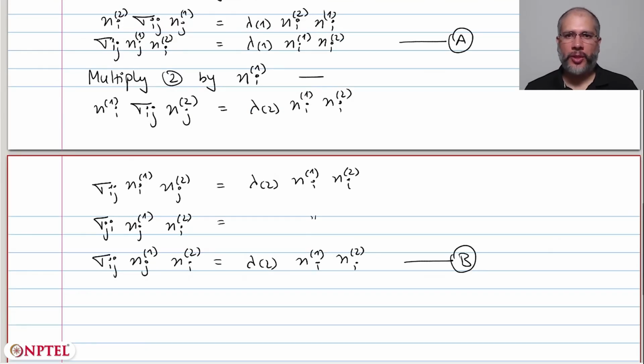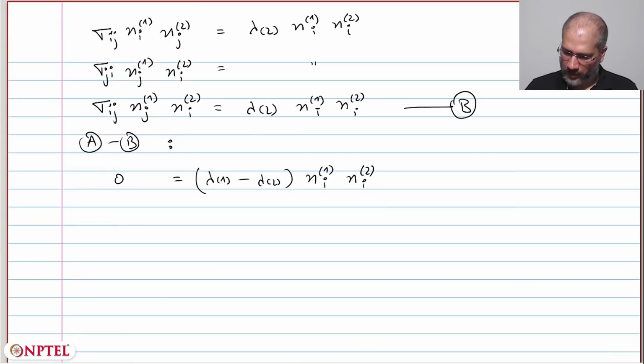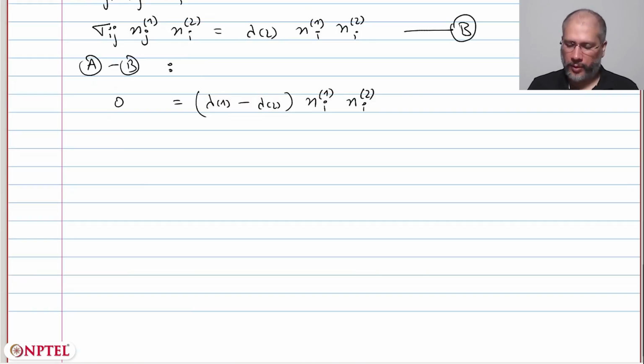So now we have equations A and B which have the same left hand side. So we can subtract B from A, and this will be a 0 on the left hand side, and the right hand side becomes lambda 1 minus lambda 2 times n1i times n2i. So let's see what we have got. We have a quantity lambda 1 minus lambda 2, which is just a scalar, but it was given to us that the lambdas are distinct. So that means this is non-zero.